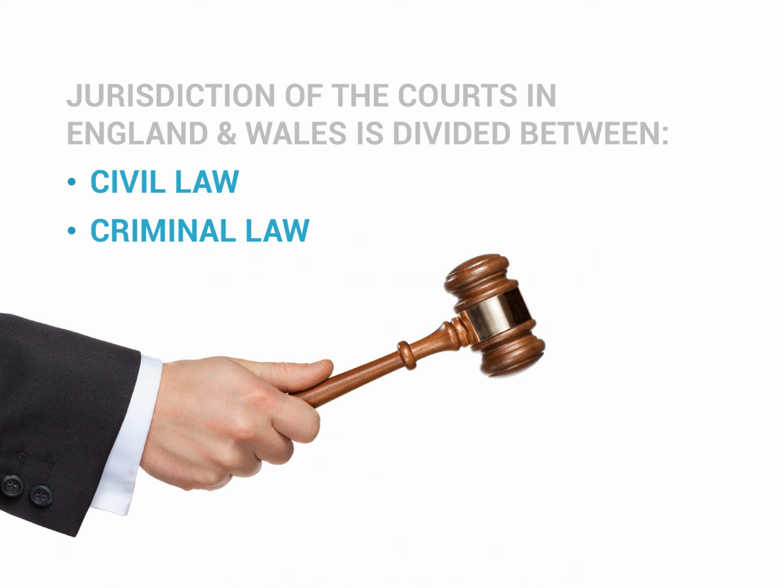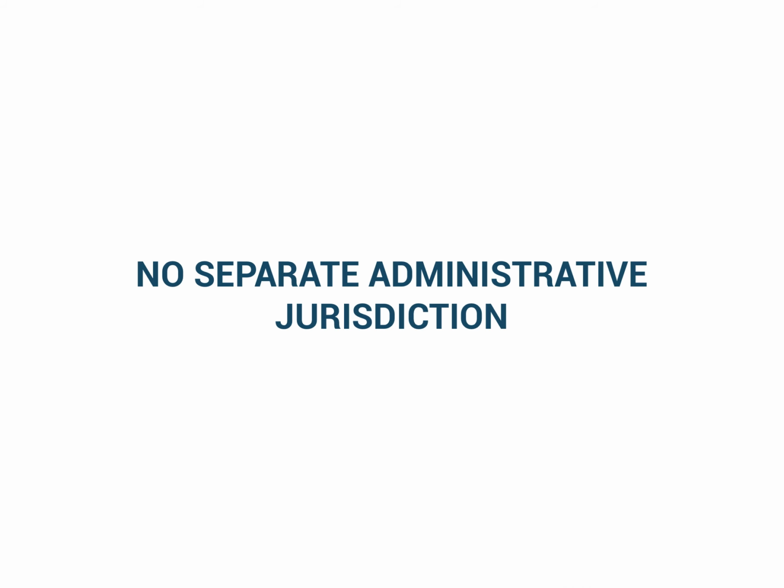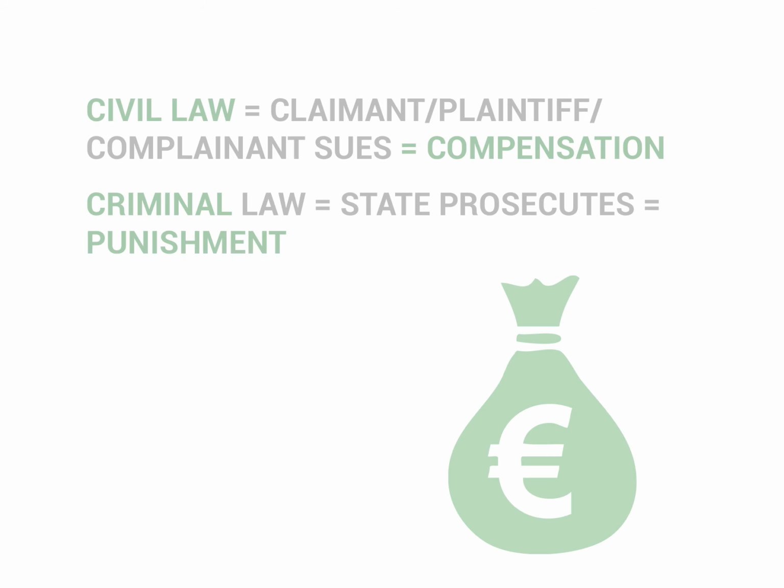Now let's take a look at the court structure in England and Wales. Court jurisdiction in England and Wales is divided between criminal law and civil law, and the organisation of the courts follows this basic division. There is no separate administrative court system, as is the case in many civil law countries.